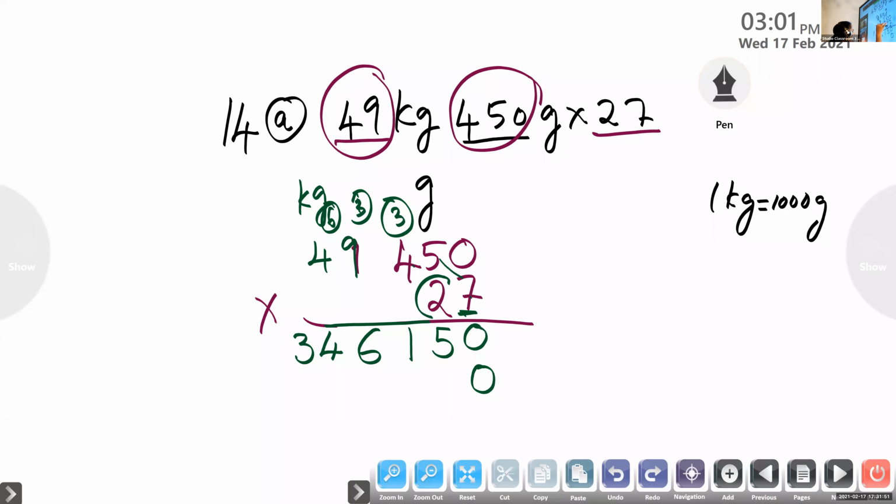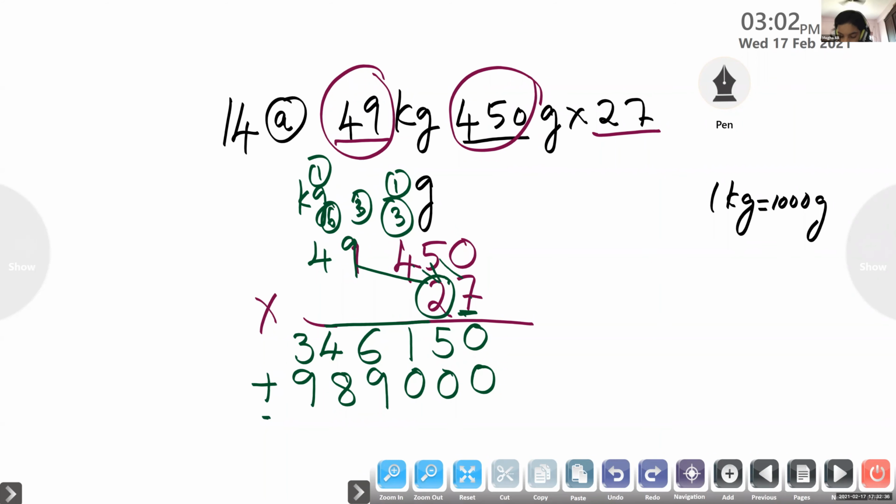Then what do you have to do? Multiply with the 2. Tell me the answer. 2 into 0, 0. 5 twos are 10. 1 carry over. 4 twos are 8 plus 1, 9. 9 twos are 18. 1 carry over. 4 twos are 8 plus 1, 9. Please add and find out the answer.